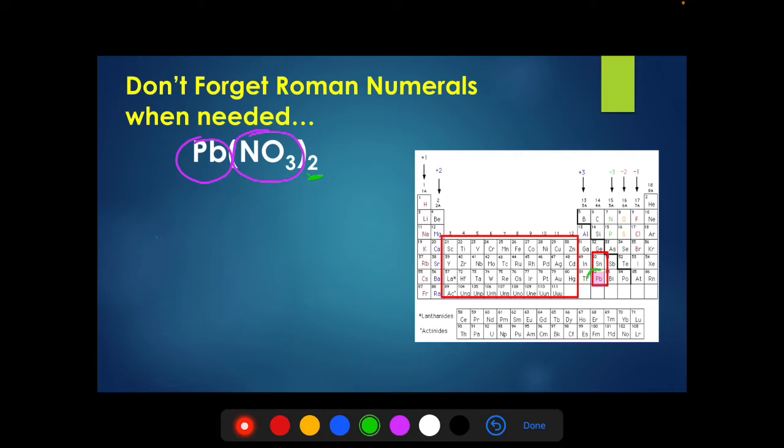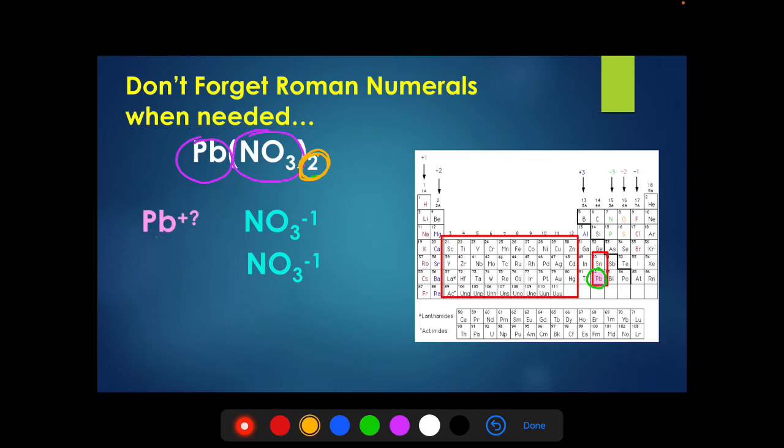Lead, right down here, is that in that group that needs a set of Roman numerals? Yes, it's a transition metal or tin or lead. It's lead. So look at nitrate. If you look on your chart, nitrate, NO3, has a charge of minus 1. We have 2 of them. The 2 doesn't matter for the name, but it will help us figure out what the charge on the lead is. So we know we have an NO3 minus 1 and an NO3 minus 1 to give us a total of minus 2.